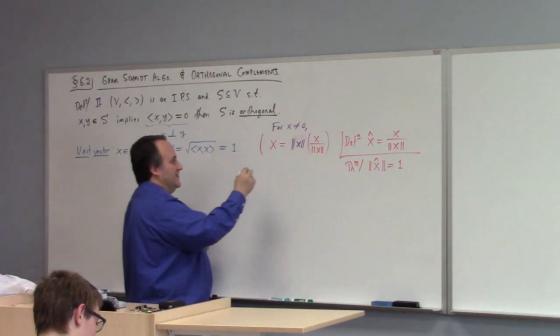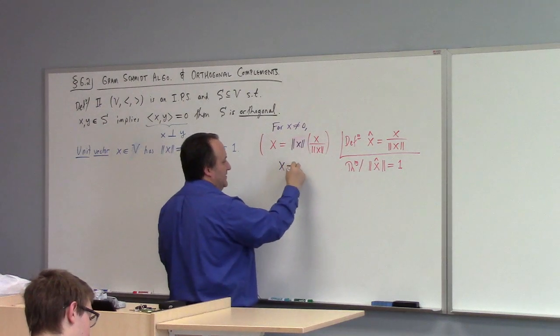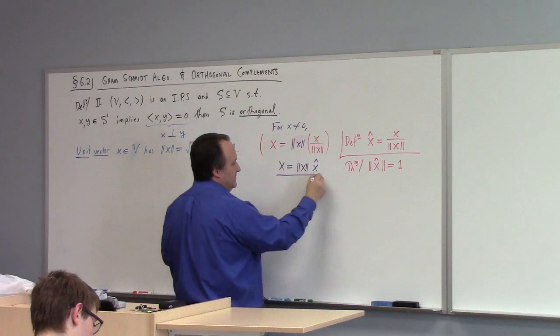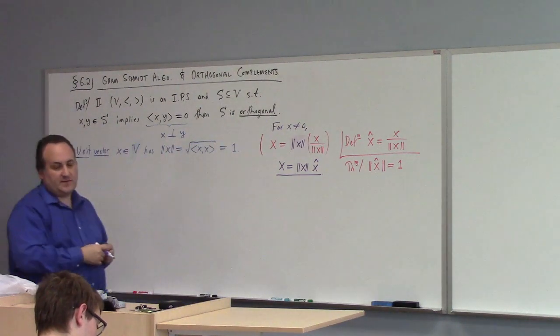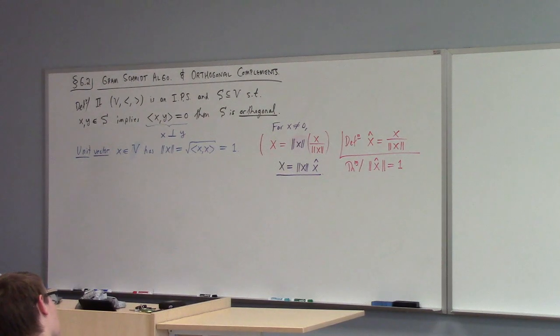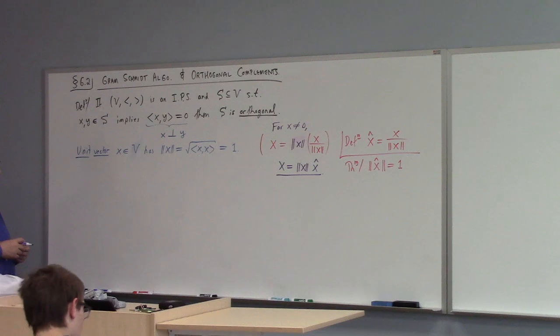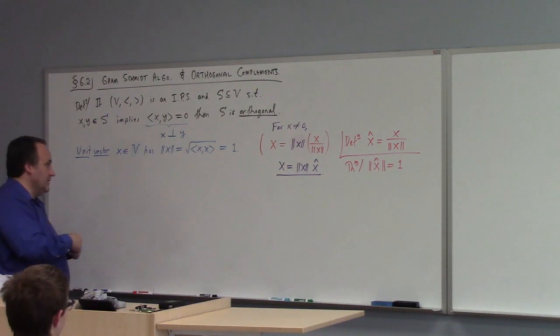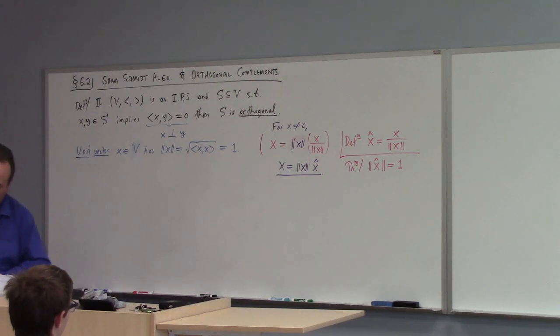There it is. So any vector can be written as the magnitude of x times its direction, which is x hat, right? Any vector can be expressed as a magnitude times the direction. This is true even for polynomial vector spaces or whatever. This is generally a truth of inner product spaces, right? Hopefully you saw that in Calc 3, right?